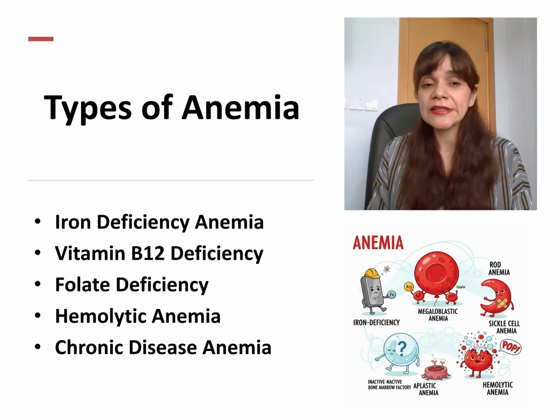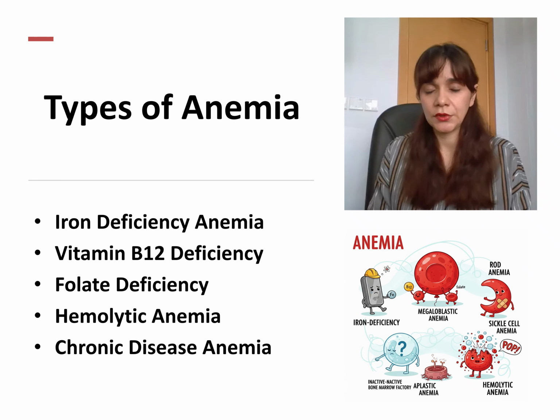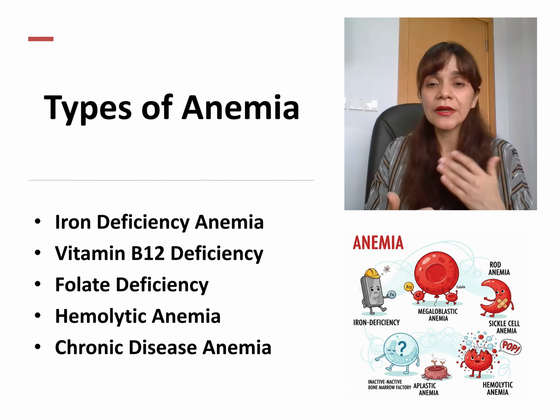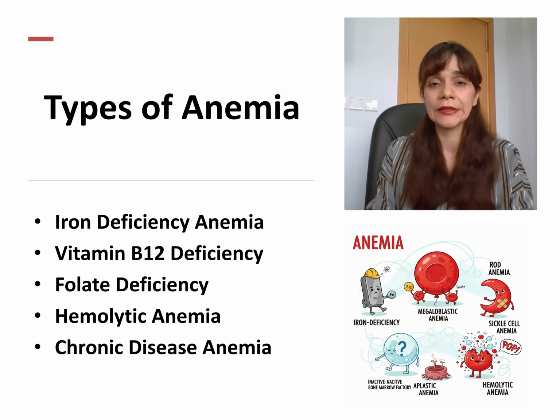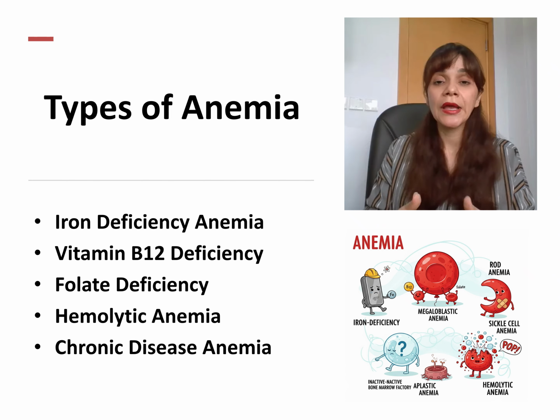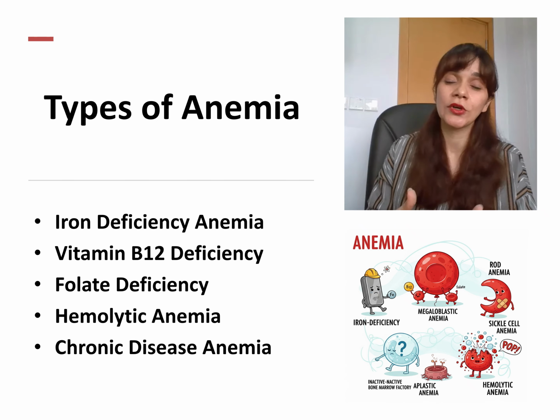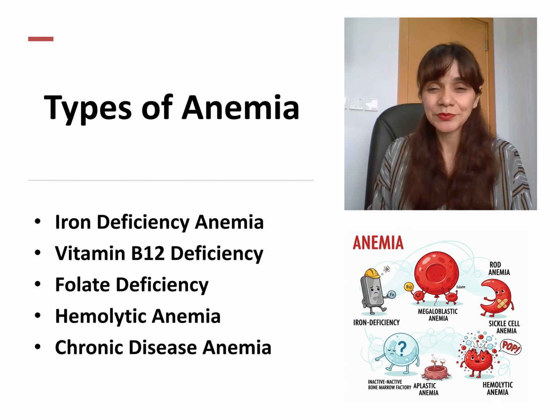The other one is a kind of hemolytic anemia. This means that the production is okay, but the red blood cells are destroyed too early. This type has many different etiologies that we are not going to talk about today.